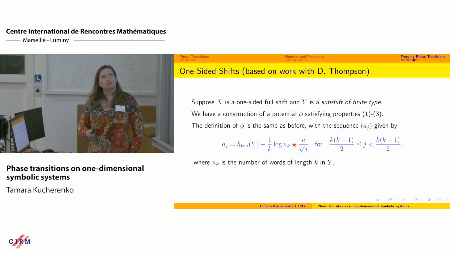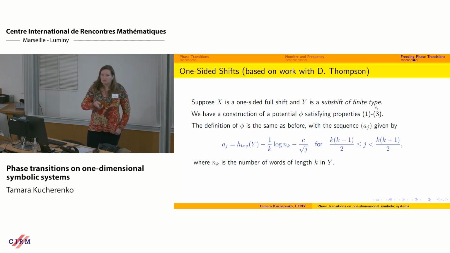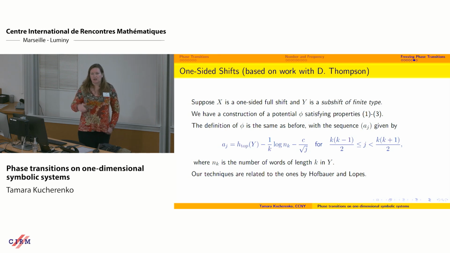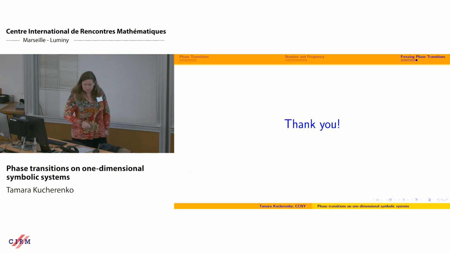So this is the number of words of length k, and this is something extra, like how much slower it has to decay. You see the term j over log j is no longer there, which was the fastest term. So this is better than before, but it only works for subshifts of finite type. These techniques are more in line with the ones of Hofbauer and Lopez, and not the pinning sequence techniques. Oh, and apparently I'm done.